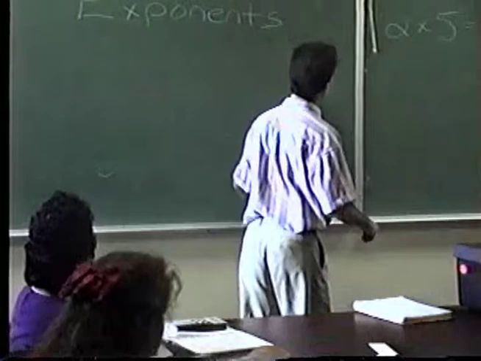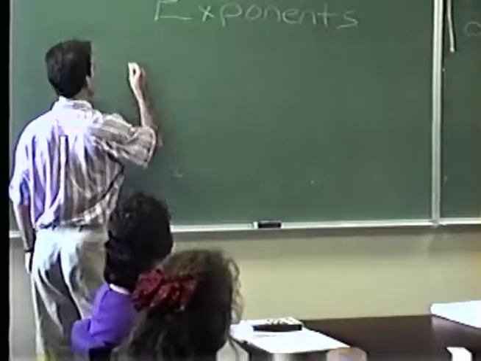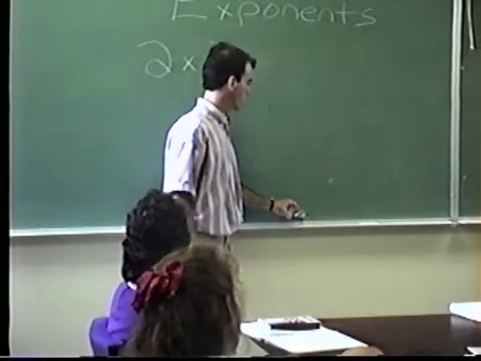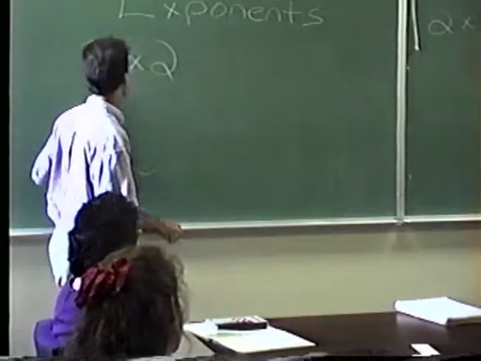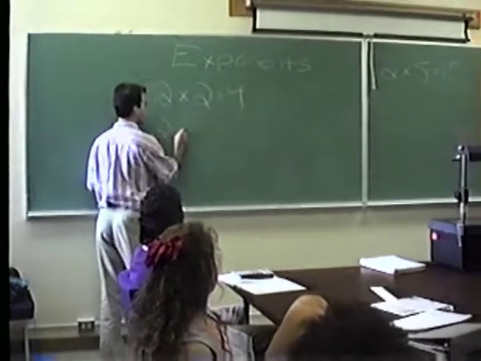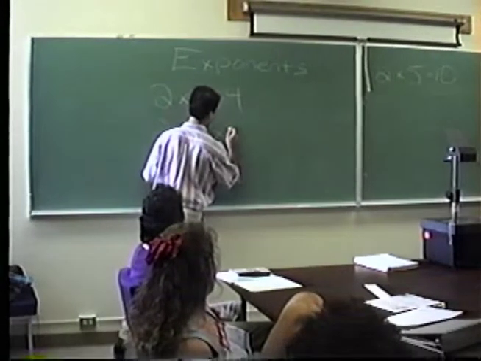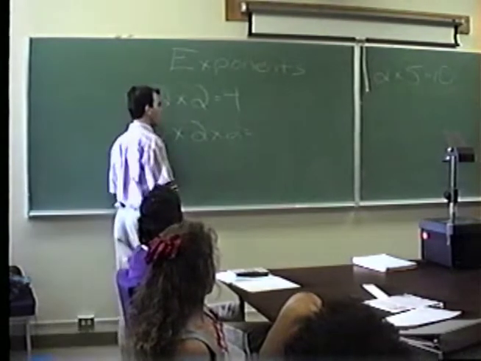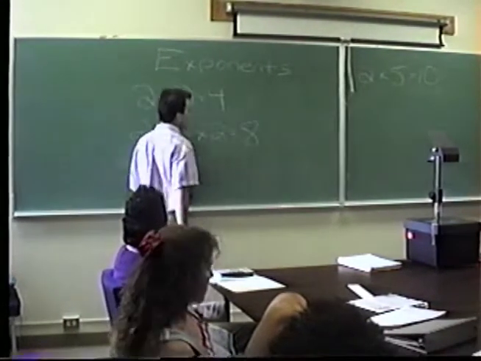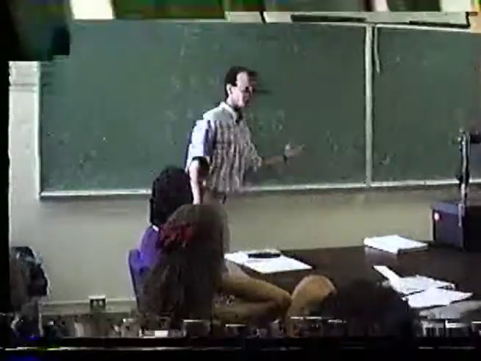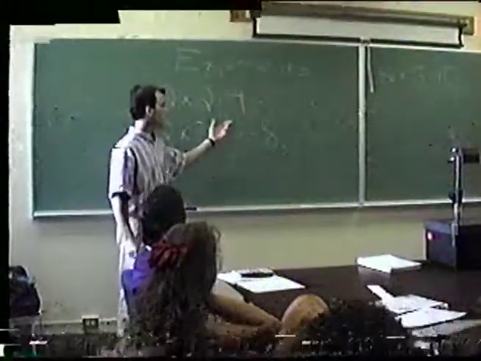What if I did this? I said 2 times 2. What would that equal? 4. What if I said 2 times 2 times 2? 8. Well, we don't learn exponent tables, but there's still an easier way of writing long multiplication problems. Just like this, 2 times 2 times 2.